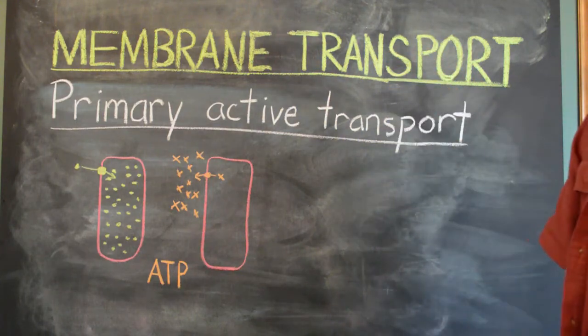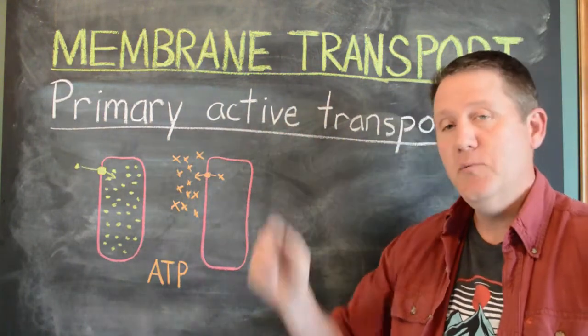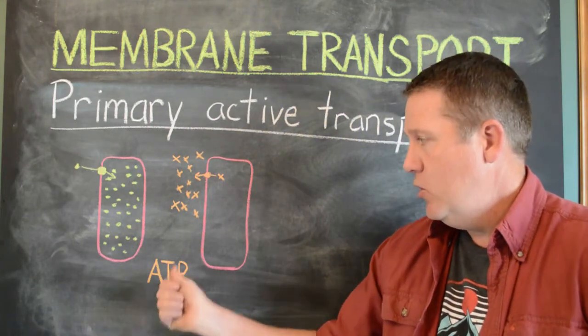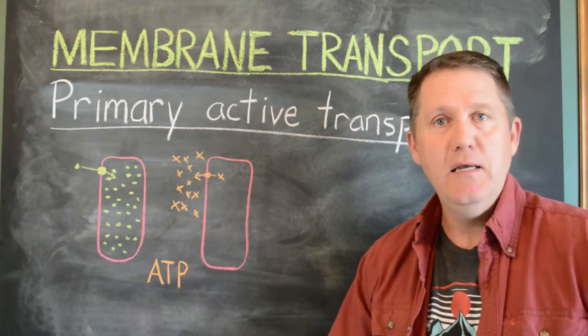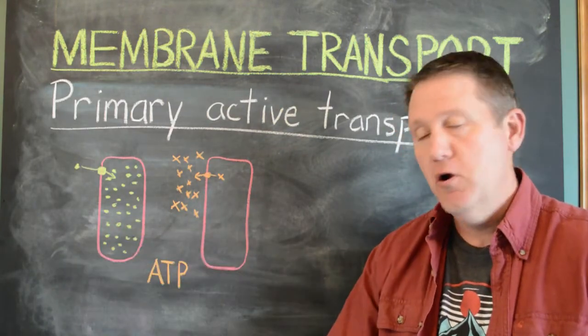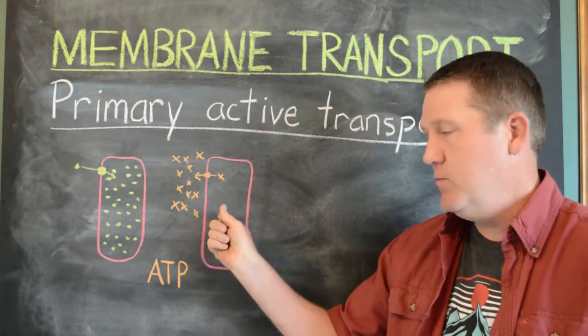Well, in terms of membrane transport, we now get into some of the active transport types. Primary active transport, in this case, is where the cell is going to use ATP energy to either pack a cell full of something, like you see over here, or empty it out of something else.